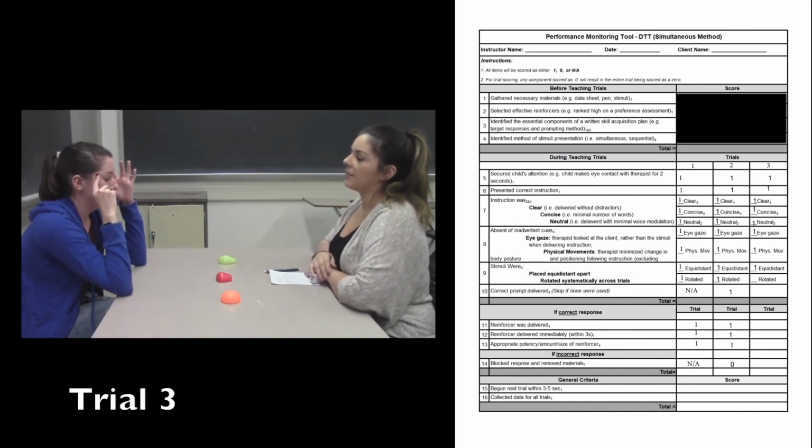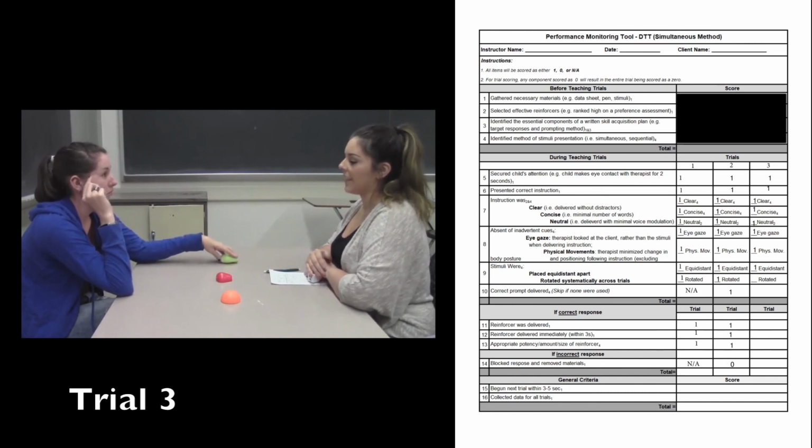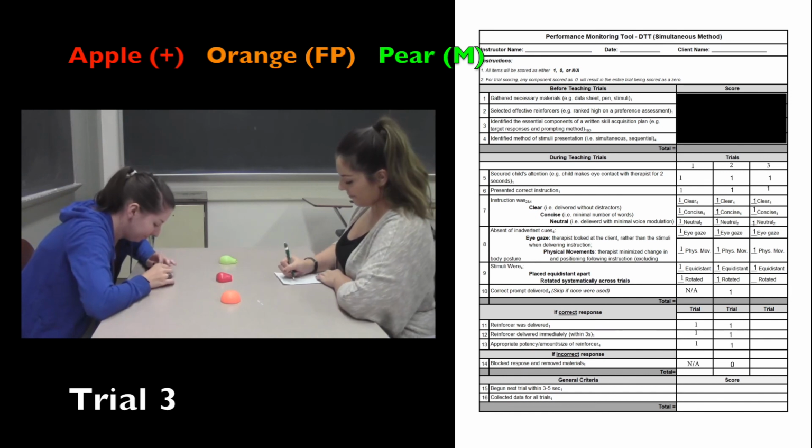Touch pair. Again, the RBT needed to provide prompts. It looks like this time a model prompt resulted in the correct response from the learner after she asked her to touch pair. Yeah, that's it. Perfect.